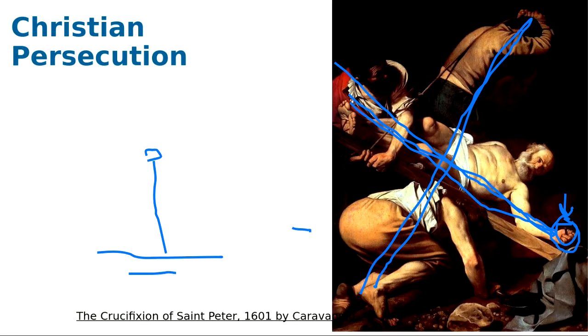People like Peter become saints, become martyrs for the religion. They become someone very, very important. Some of the ones who started the religion become very important later on for the Christian church, and we'll see that as we keep going.